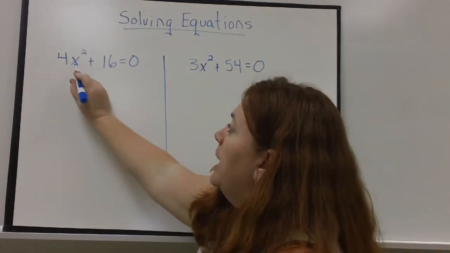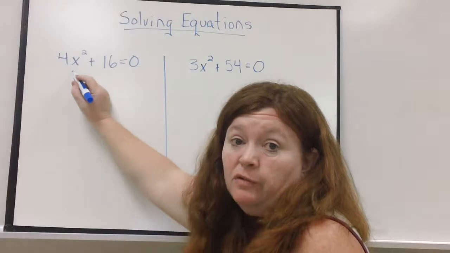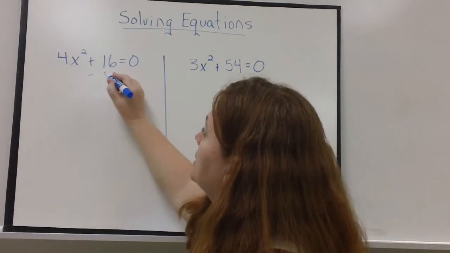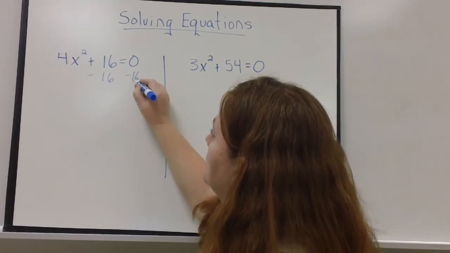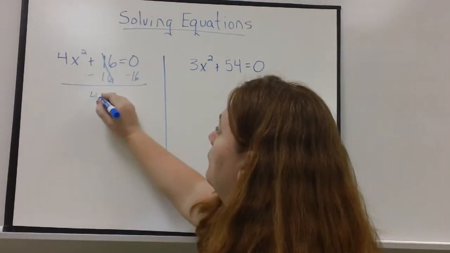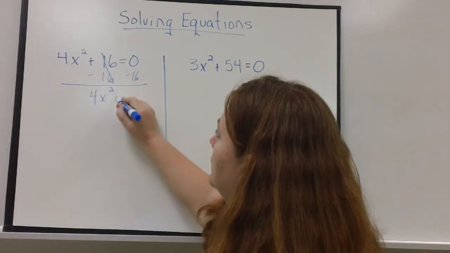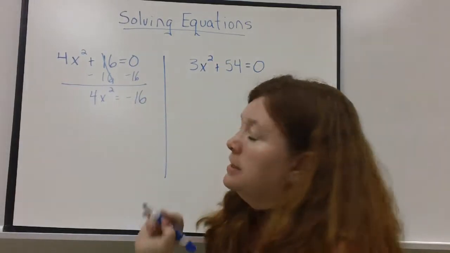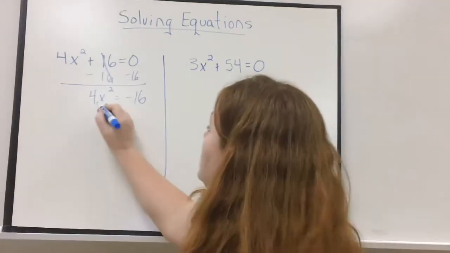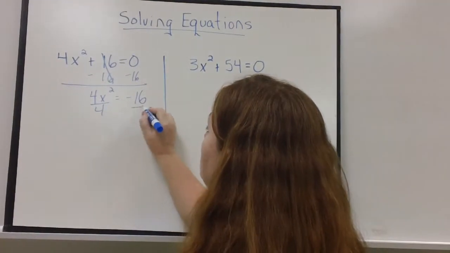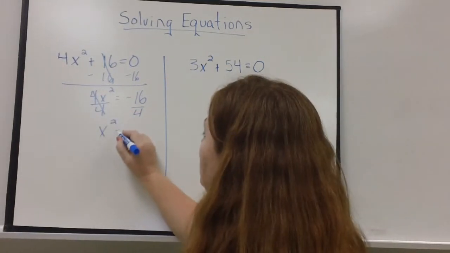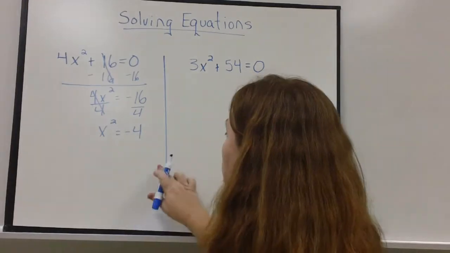So to solve for x, what I have to do is get it all by itself on one side of the equal sign. So the first thing I'm going to do is subtract 16 from both sides. When I subtract 16, I am left with 4x squared equals a negative 16. Now to solve for x, I want to divide by 4. So divide both sides by 4, and I have x squared is equal to negative 4.